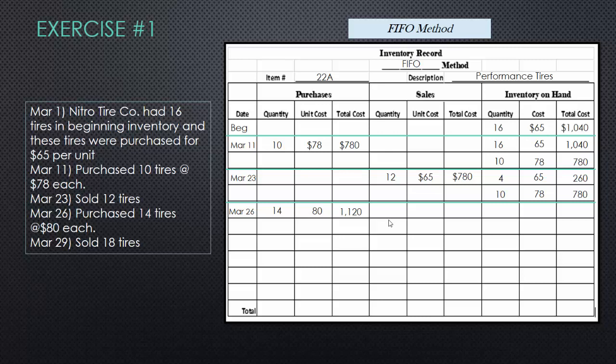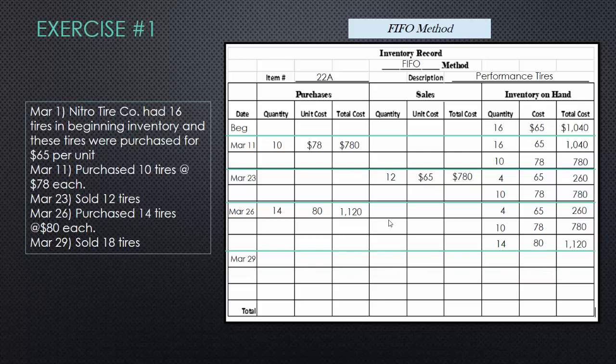So let's bring down what we had. We had 4 $65 tires for a total cost of $260. We have 10 $78 tires for a total cost of $780. And now we have our new layer for our new inventory. 14 tires, $80 a piece, total cost of $1,120. So we're standing here now with 28 tires in total in inventory, but they're contained in 3 separate layers.